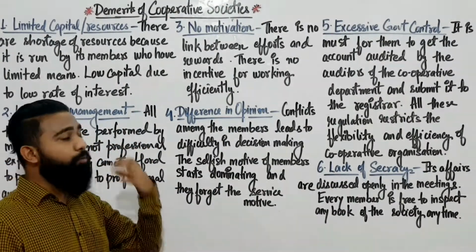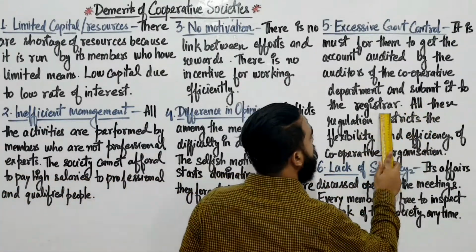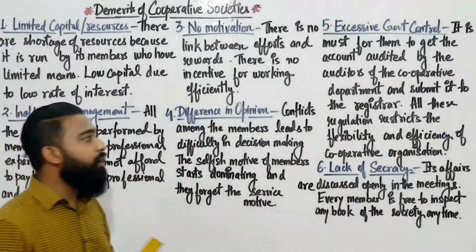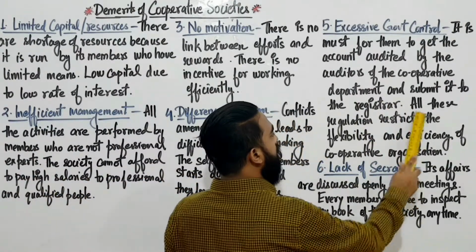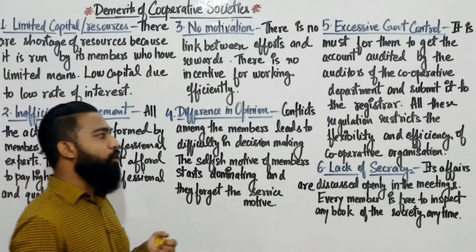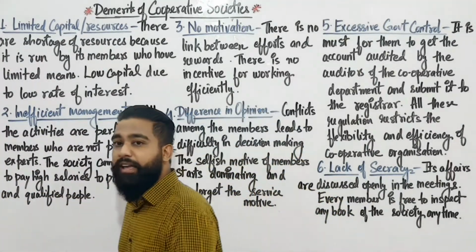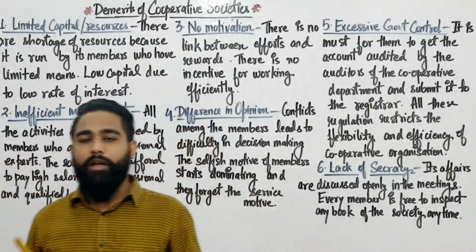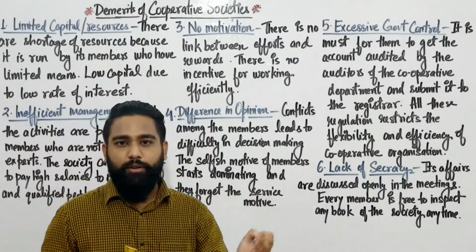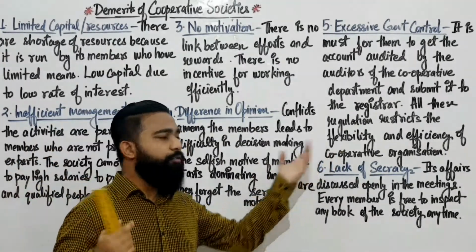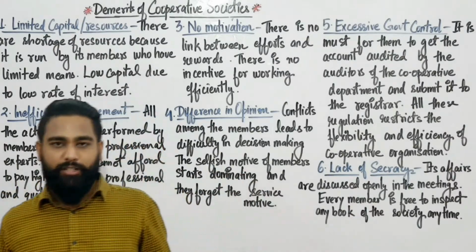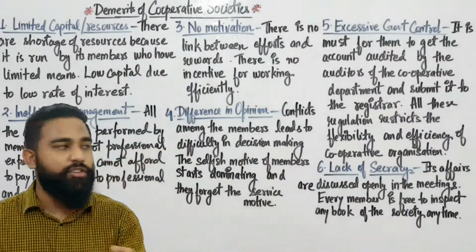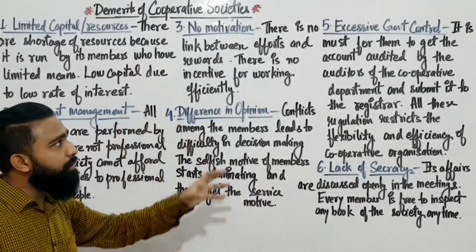So they need to make correct audits and submit them to the registrar, where they get the registry from the registrar office. They need to submit their accounts after auditing. Now all these regulations restrict the flexibility and efficiency of the cooperative organization. They have to verify each and every transaction. They cannot move an amount to another account, so they cannot use the money for other things. They are not able to perform different works. They are bound to remain in the boundary. Therefore, it restricts the flexibility and, due to that, the efficiency of the cooperative organization. The government controls too much.